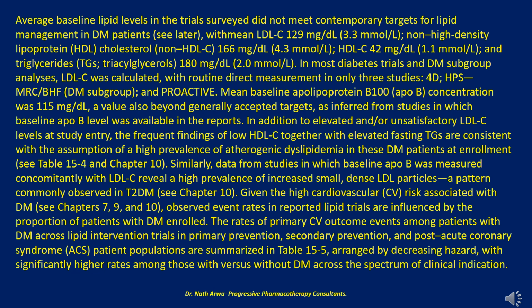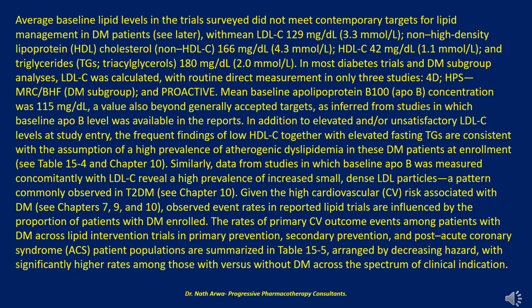In addition to elevated and/or unsatisfactory LDL-C levels at study entry, the frequent findings of low HDL-C together with elevated fasting triglycerides are consistent with the assumption of a high prevalence of atherogenic dyslipidemia in these diabetes mellitus patients at enrollment. See Table 15.4 and Chapter 10. Similarly, data from studies in which baseline ApoB was measured concomitantly with LDL-C reveal a high prevalence of increased small, dense LDL particles, a pattern commonly observed in type 2 diabetes mellitus.